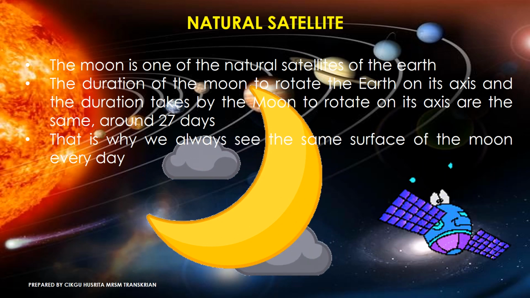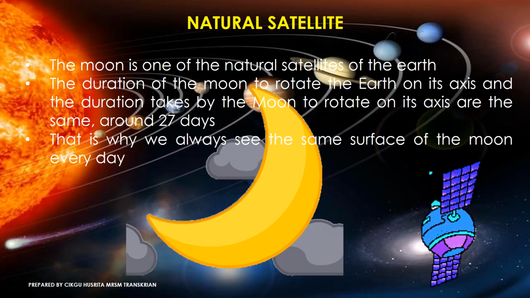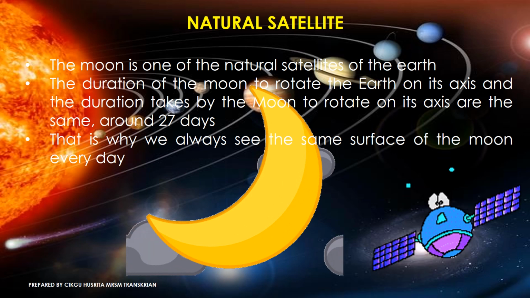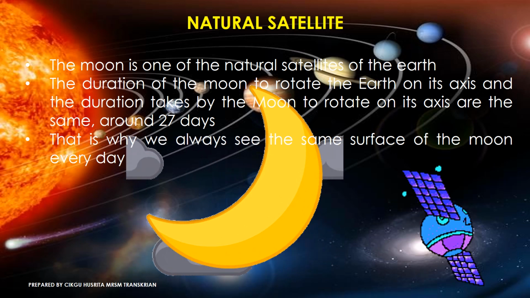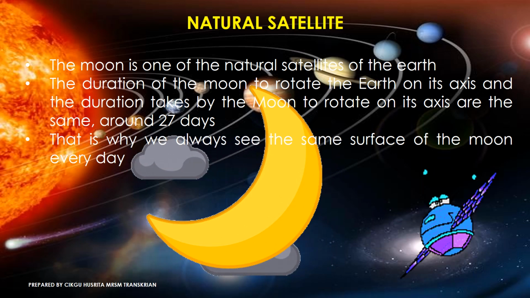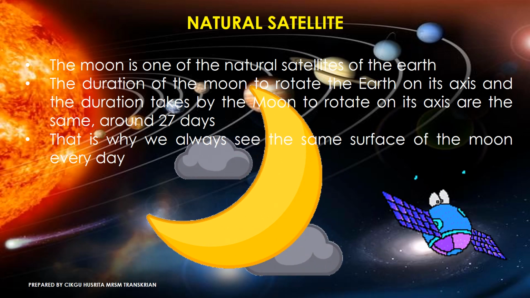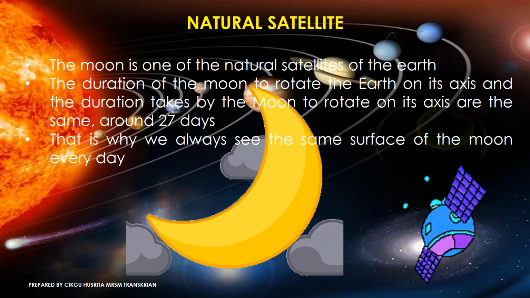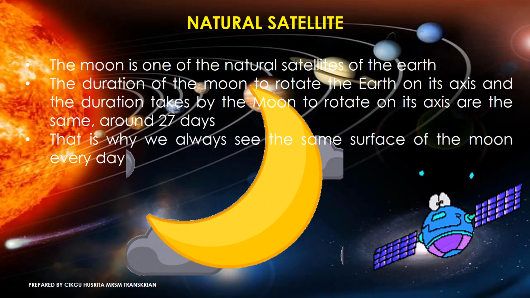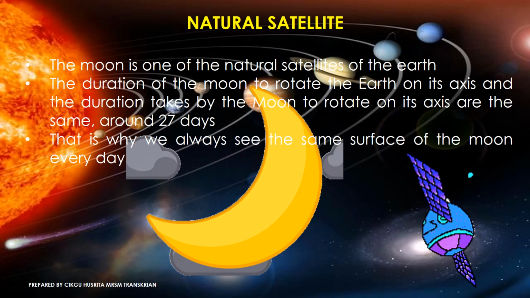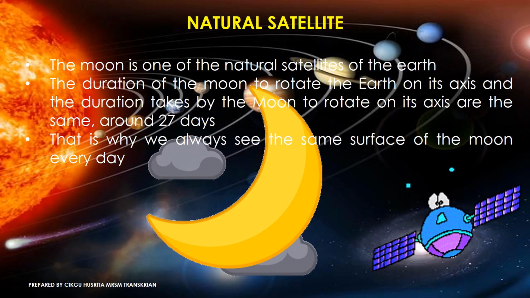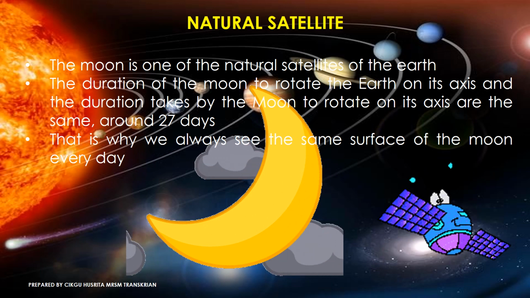Okay, natural satellite. Before this, we already know about the satellite. The satellite is very important for telecommunication, right? But this is a natural satellite. The natural satellite is the moon. So the moon is one of the natural satellites of the Earth, right? Do you know the duration of the moon's rotation around the Earth?